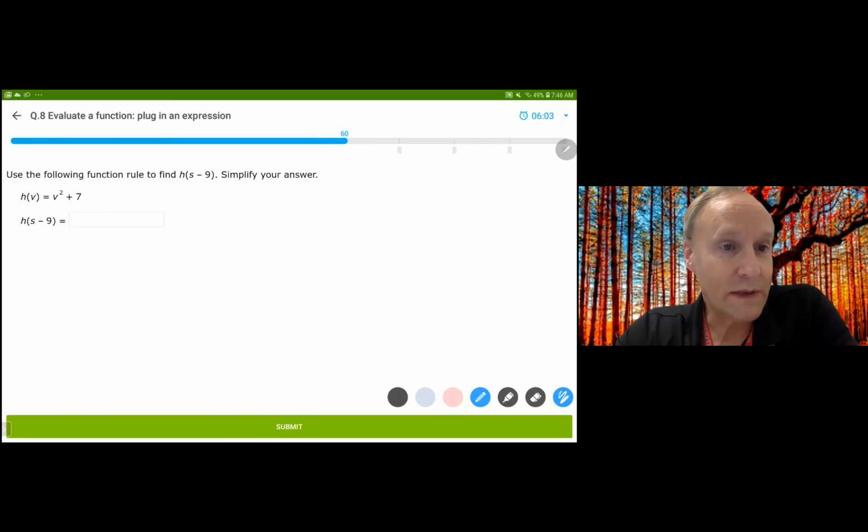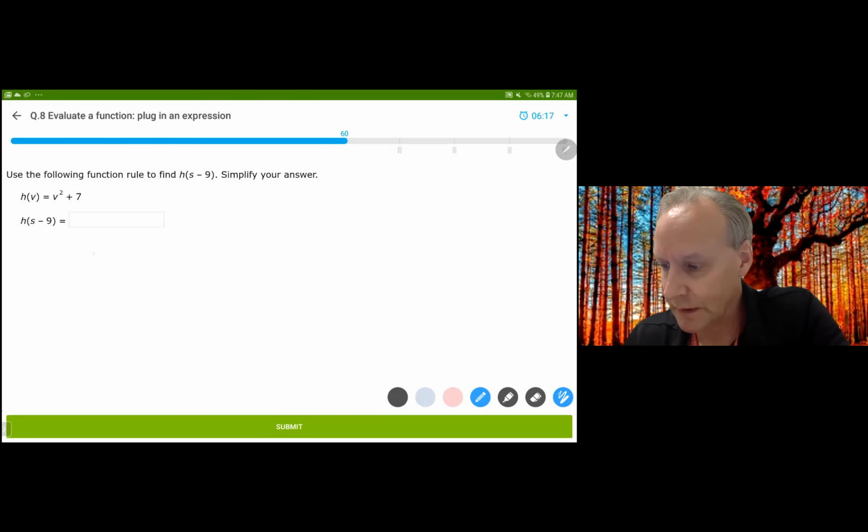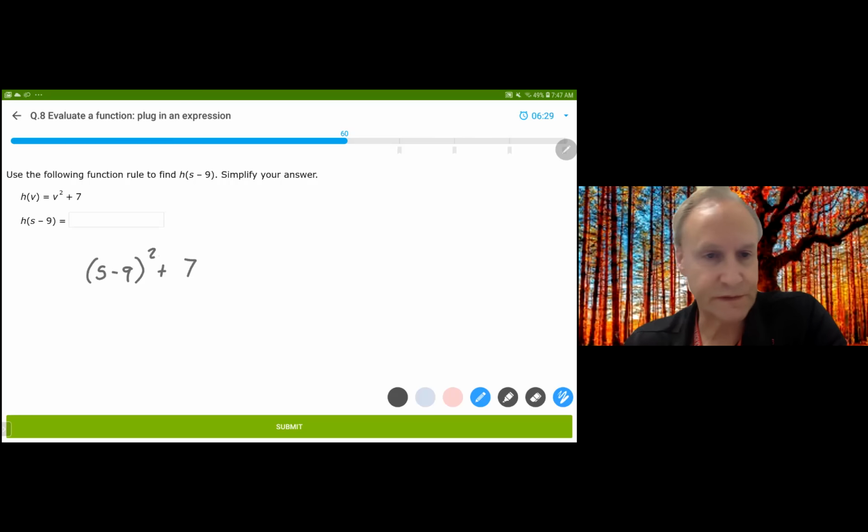In this one, oh, we get a square. Interesting. I didn't think they had done these yet, but some of you have done your binomial multiplication, so it's a little bit different. This one is going to be replacing the v with s minus 9. And you're supposed to simplify the answer. Well, when you multiply s minus 9 times itself, hopefully some of you know the rule for this.